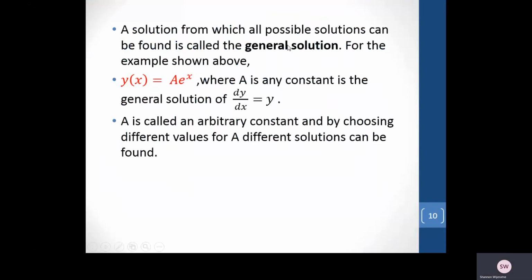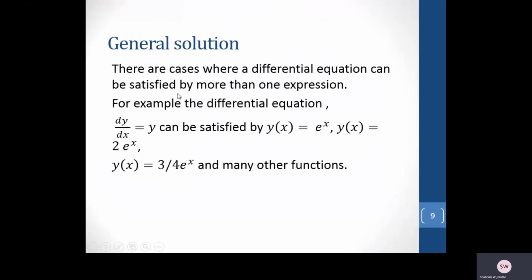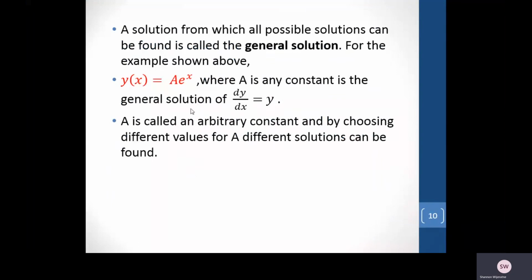A solution from which all possible solutions can be found is called the general solution, because by substituting different values for a, we can find different answers. If a is equal to 1, we get the first answer. If a is equal to 2, we get the second solution. If a is equal to 3 over 4, we get the third solution. The general solution means we can't determine this constant, because it is an arbitrary constant. So in the general solution, we have arbitrary constants: y equals a e to the x, where a is any constant, is the general solution of dy by dx equals y.